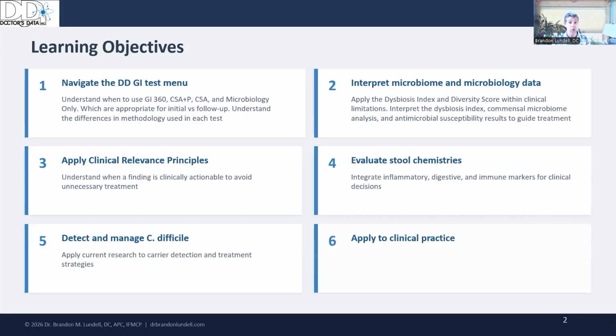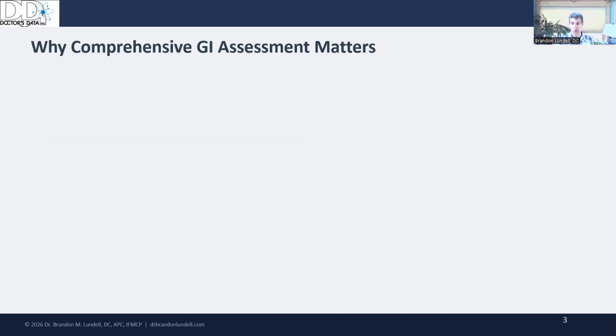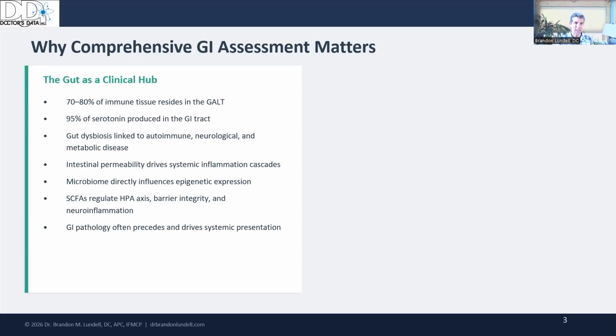And then finally, we're going to do a case study, and we'll apply a lot, not just the GI test, but how a GI test actually fits into a full clinical evaluation for a patient, which is really important, because we're not just a walking gastrointestinal system. So why do comprehensive GI tests matter in the first place?